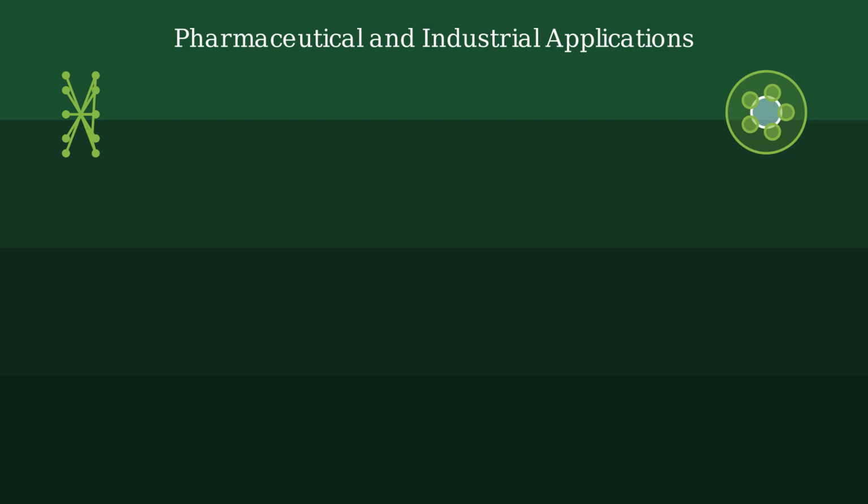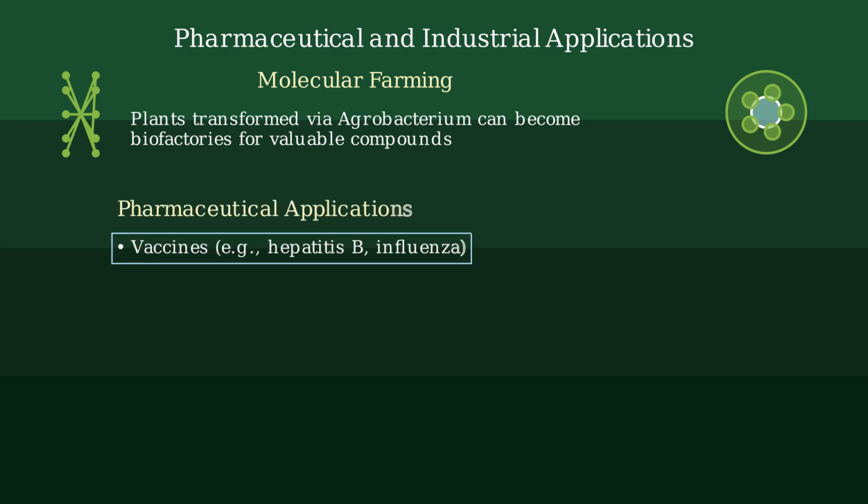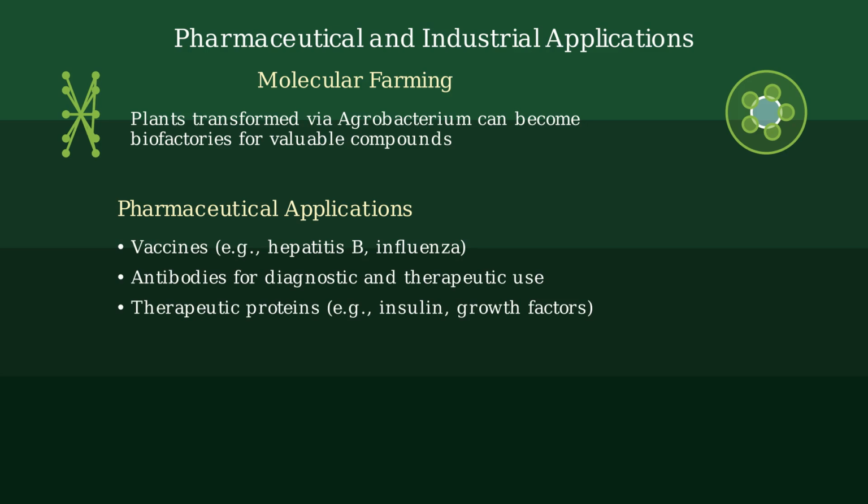Agrobacterium-mediated transformation has enabled plants to serve as biofactories for valuable compounds. This process, known as molecular farming, transforms plants into living factories that can produce pharmaceuticals and industrial compounds. In pharmaceutical applications, transformed plants can produce vaccines against diseases like hepatitis B and influenza. They can also produce antibodies for diagnostic and therapeutic use, as well as therapeutic proteins like insulin and growth factors.